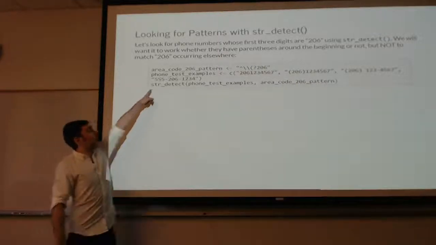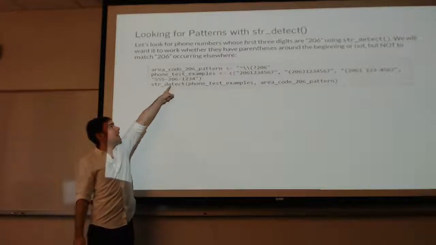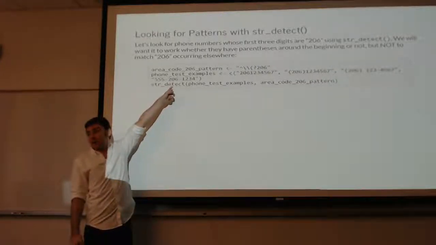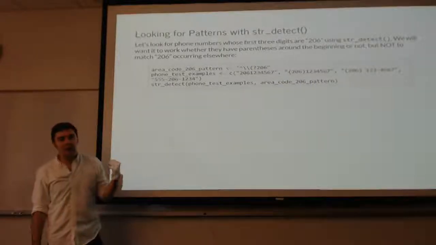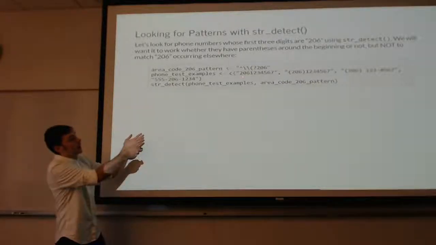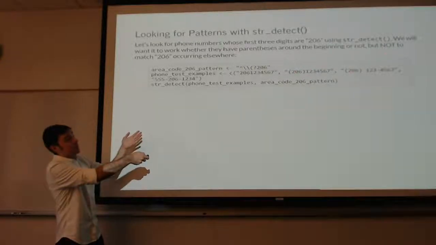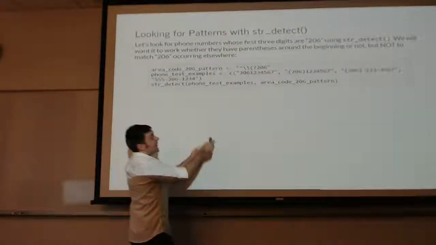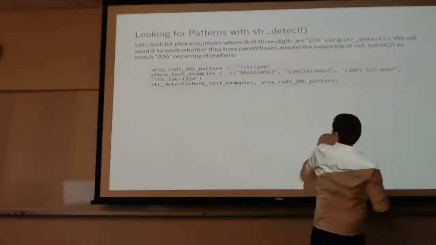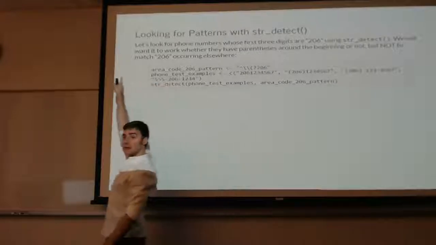If we have a number like 555-206-1234, that's not the 206 area code. That's just the prefix 206. We don't want that. How can we come up with a regular expression that will get just phone numbers like these? So these ones have 206s in parentheses, 206s in parentheses followed by a space, 206s with no spaces. We want to get this, this, and this. We do not want to get that.